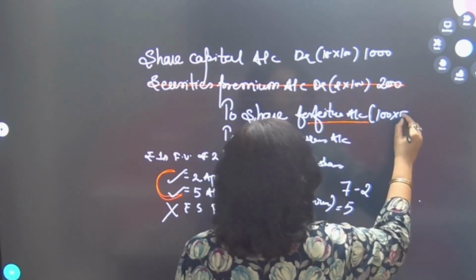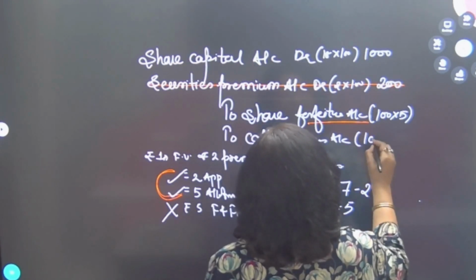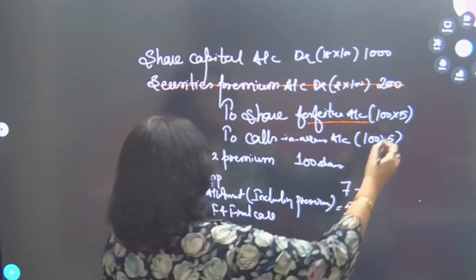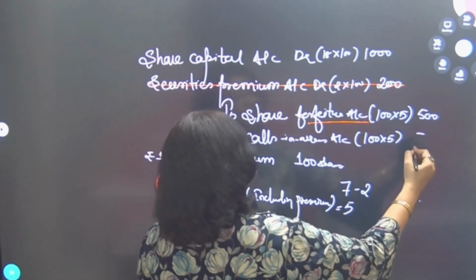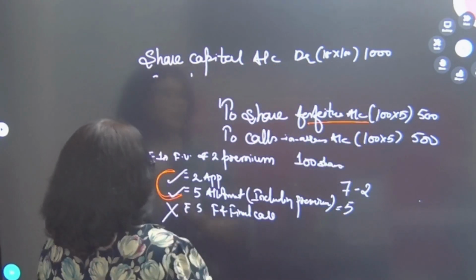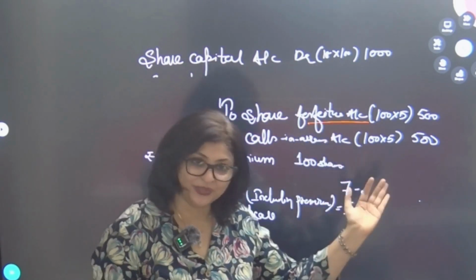So I am going to write over here 5, and what is not being paid is the first and final call, which is obviously 5 rupees. So here I am going to write 500 and 500, and this part is gone completely. Securities premium will not be debited. So the entry is going to be like this.